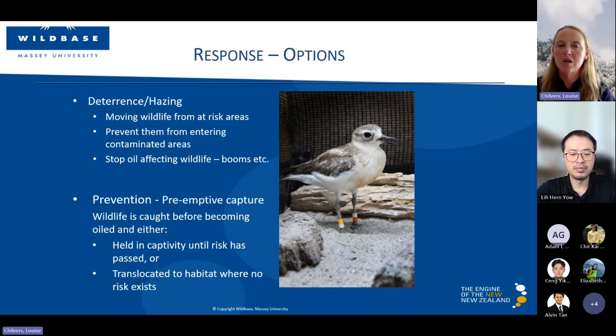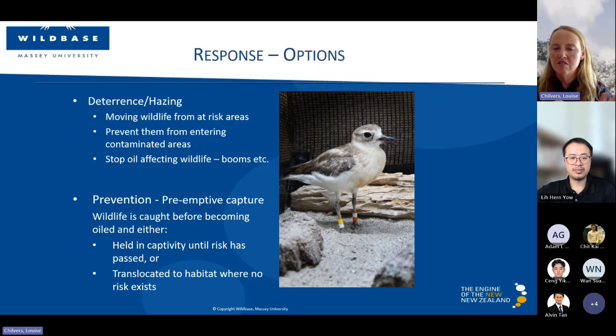As I've said, can we work with operations? Can we put in booms to deter, stop or reflect the oil and put it into another area that is less of an important area, less of a special site? One of the prevention techniques is called preemptive capture. This is where wildlife is caught before becoming oiled, and are either held in captivity until the risk of oiling is past, or are translocated to another habitat where risk does not exist.